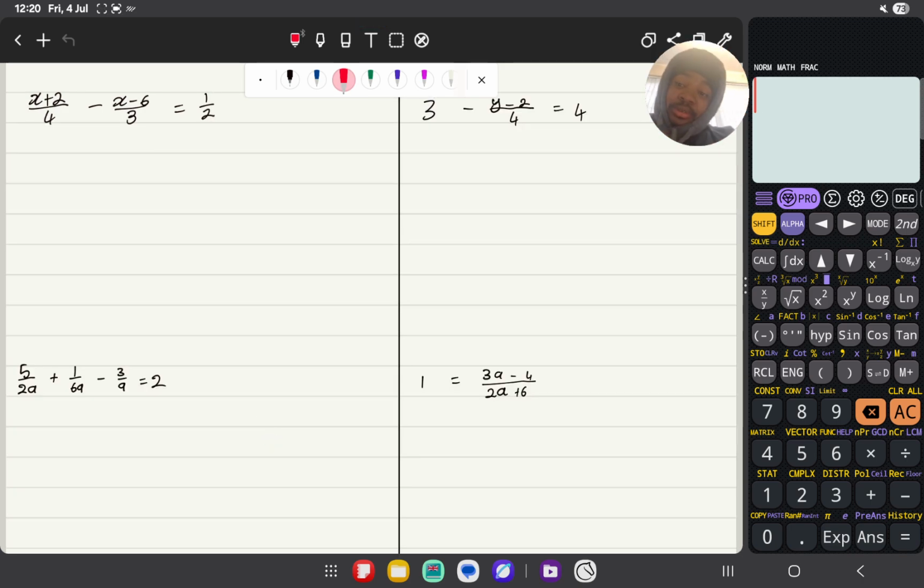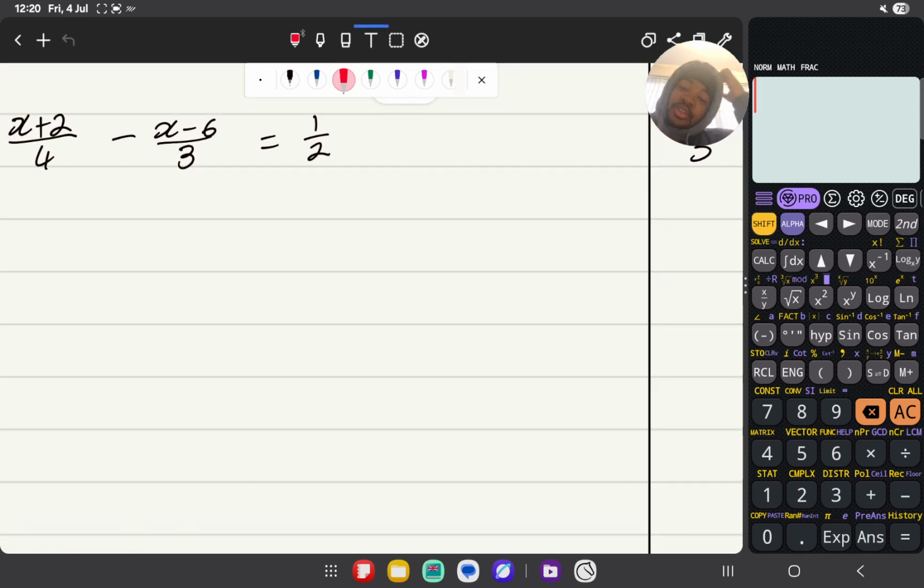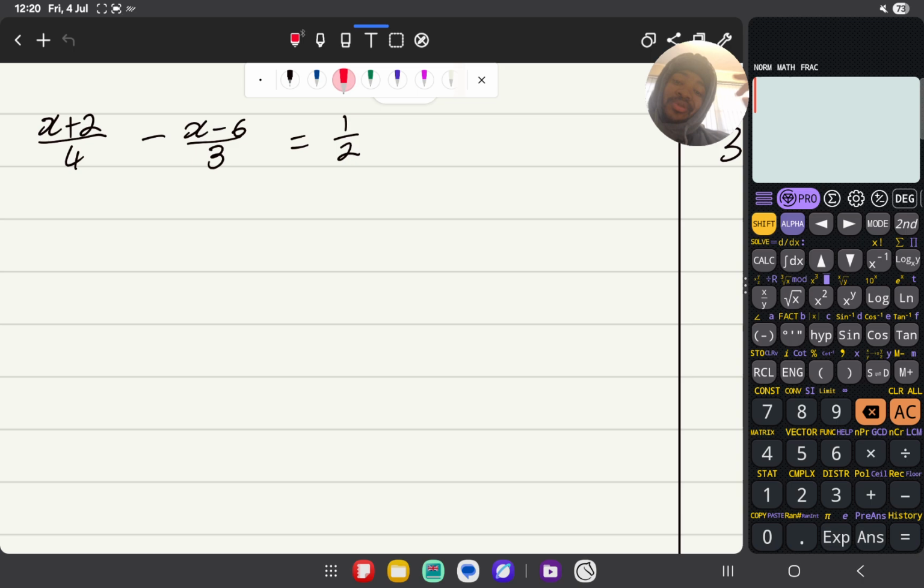But yeah, let's continue. Here we have fractions, which becomes more interesting now. So we're going to have to apply the laws of fractions. We want to make sure that before we add or subtract, we have the same denominators.